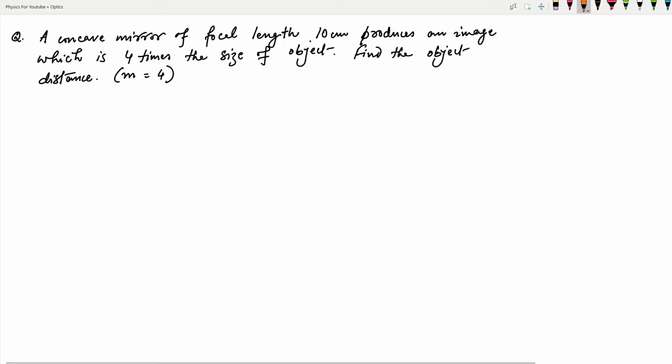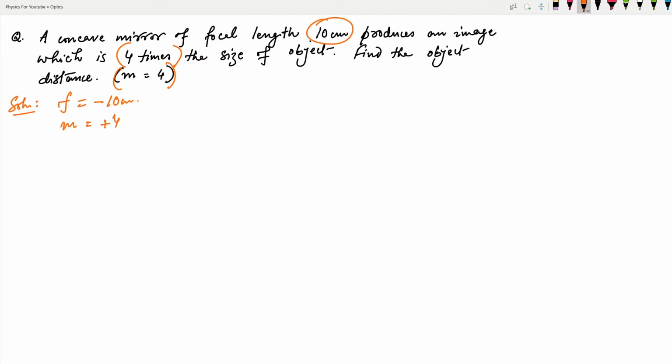Now let's look into this question. This is super simple. If you understand the earlier question, then this is a piece of cake for you all. A concave mirror of focal length 10 centimeter. So focal length is 10 centimeter, it is concave, therefore minus 10 centimeter. Simple. Produces an image which is 4 times the size of object. Find the object distance. See, m is positive 4. So we can write m is equal to plus 4.